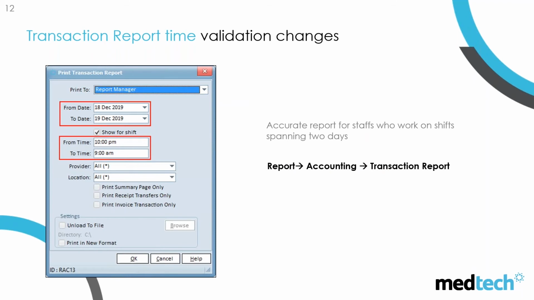Okay, so transaction report time validation. You can see now that it provides accurate reports for staff who work on shifts spanning 2 days, as you can see from the below image there. Again, this is found under the report widget, accounting, and then under where the transaction report sits.